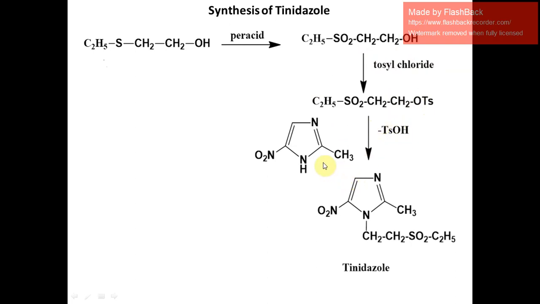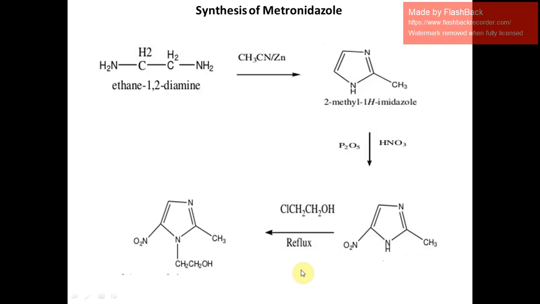When it is treated with a pyrazole nucleus, the H of the pyrrole nitrogen of the pyrazole is replaced with this entire group, meaning H and OTs are lost to form TsOH, and this remaining group is substituted here. This is the structure of tinidazole.